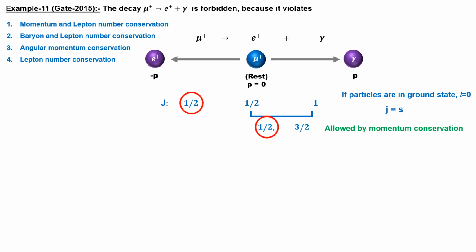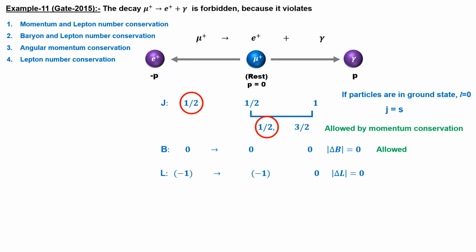Now let's verify baryon number conservation. None of the three particles present in the reaction are baryons, so the baryon number is conserved. Now let's talk about lepton number. Muon and positron are both anti-lepton particles, so their lepton number will be -1, while the photon is a non-leptonic particle, so its lepton number will be 0.